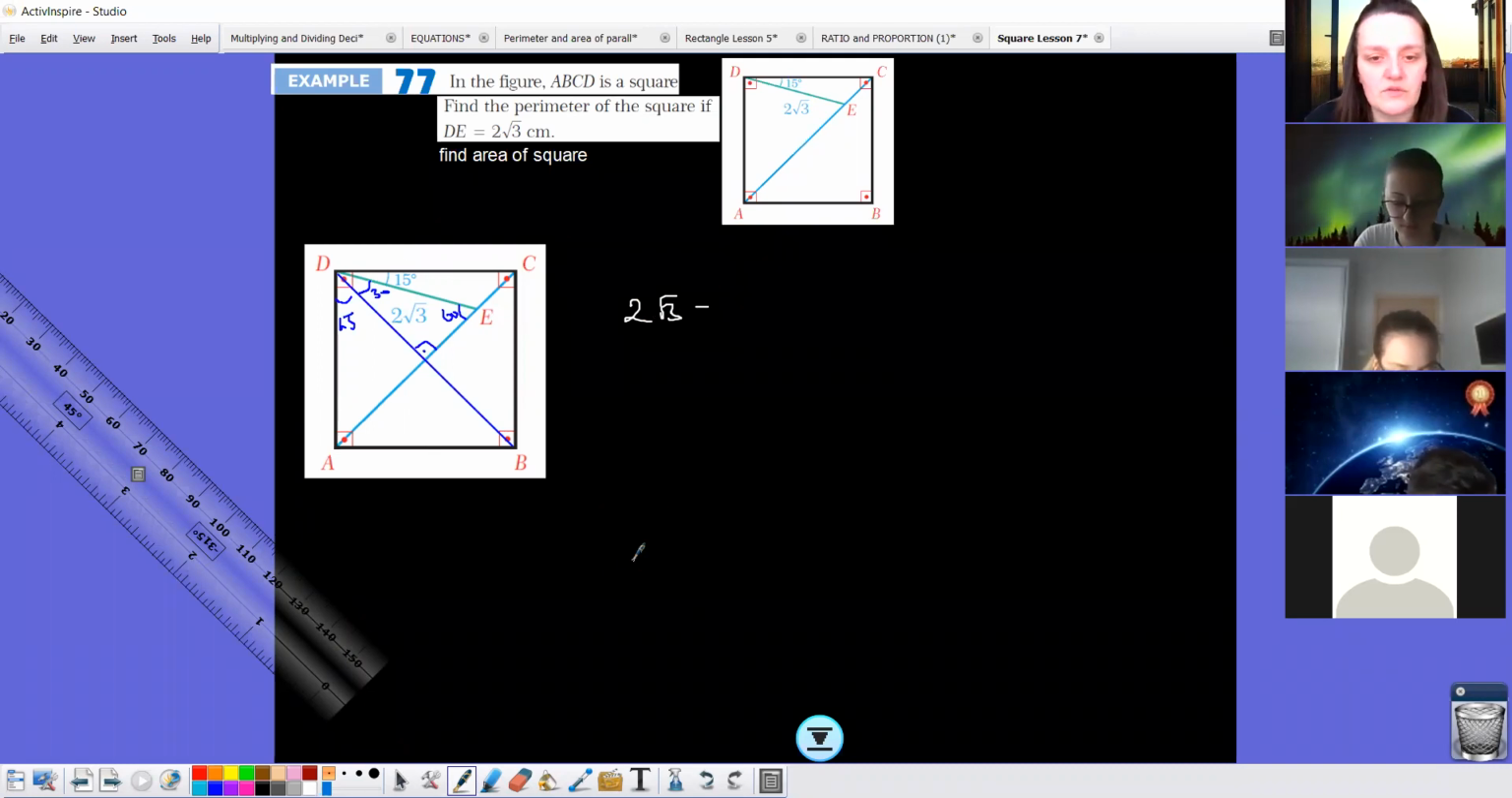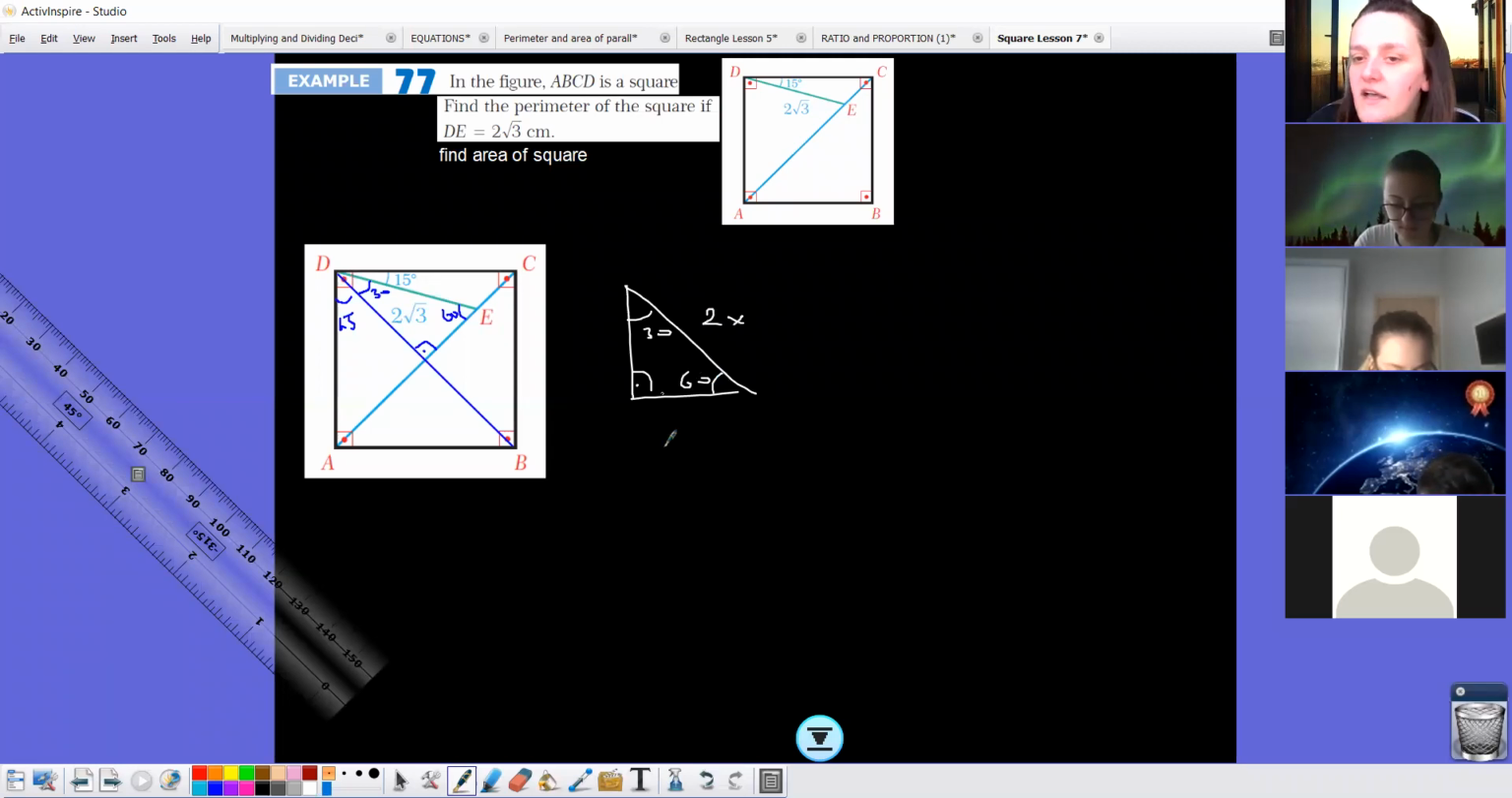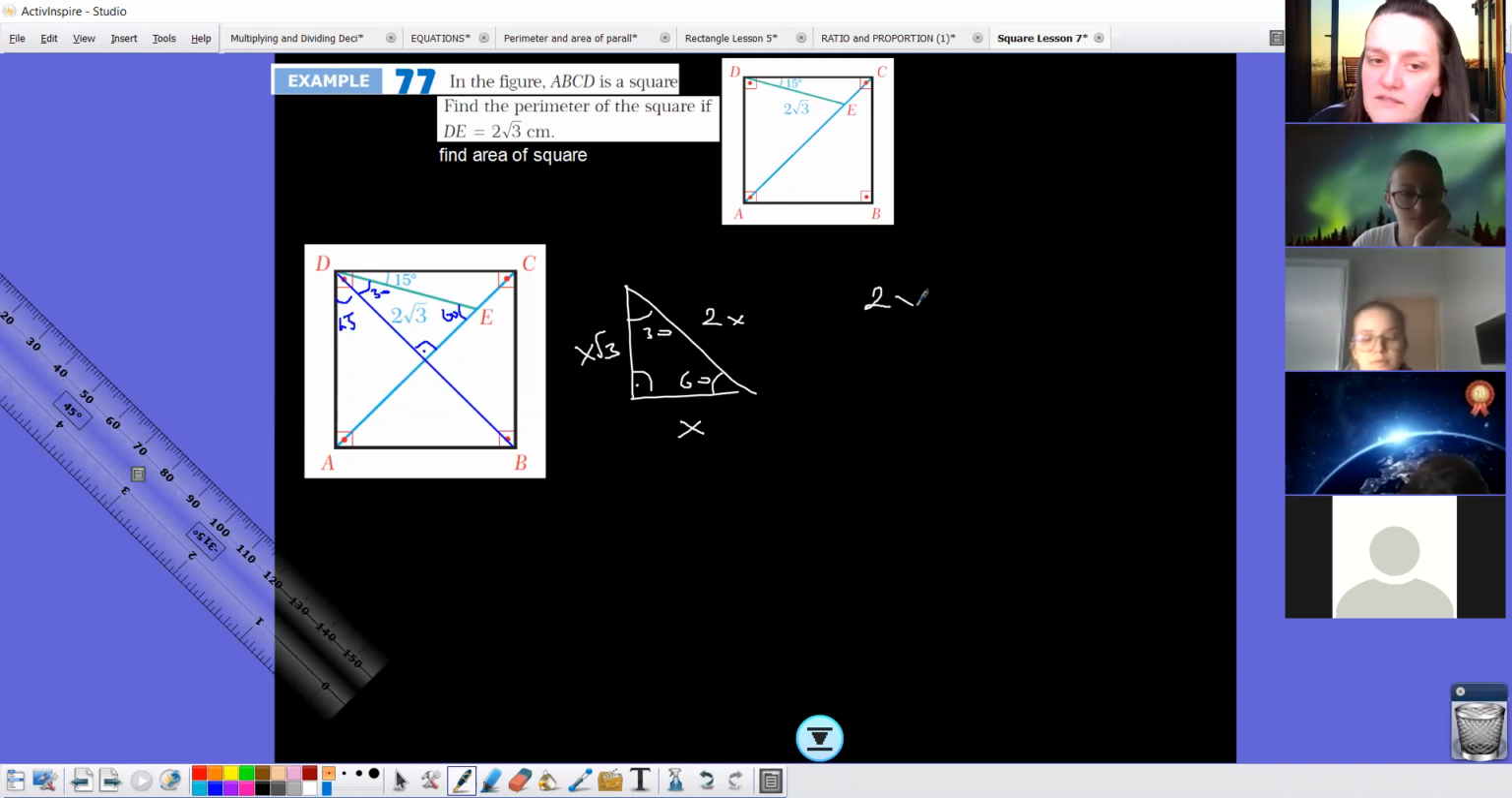Look, let me draw the triangle here to remember. When we had 90, 30, and 60, how are we writing? Let's say 2x, then opposite of 30 would be x, and opposite of 60 will be x root of 3. Now here, in our triangle, 2x is equal to 2 root 3. Yes? X is equal to root 3.